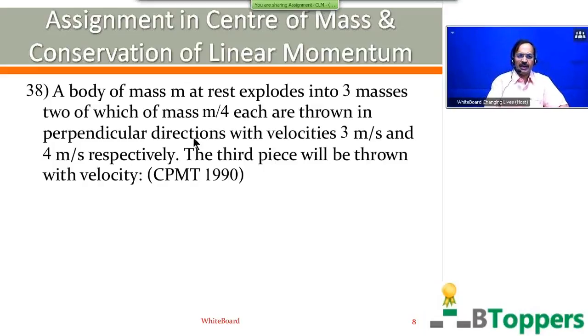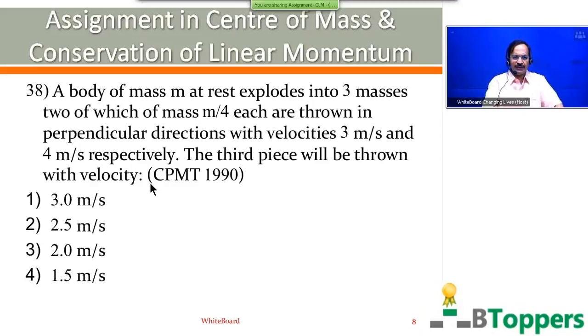A body of mass small m at rest explodes into three masses, two of which, of mass m by 4 each, are thrown in perpendicular directions with velocities 3 meters per second and 4 meters per second respectively. The third piece will be thrown with velocity?